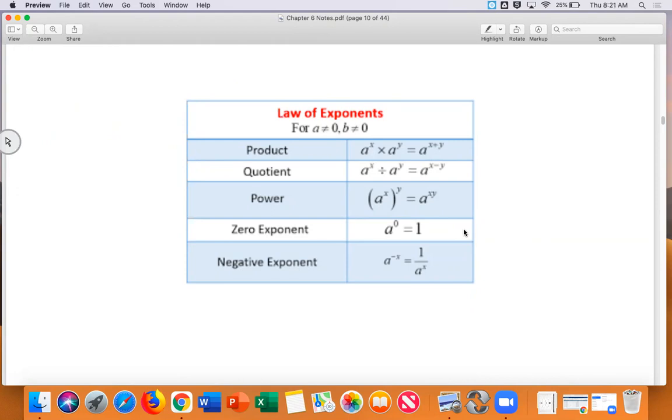That's what Kanye likes. Anytime you see anything to the 0th power, that's an easy problem. Negative exponents, a to the negative x just meant that it went to the denominator. Are you guys okay with that? You sure? All right. So I'm going to stop here for the day.